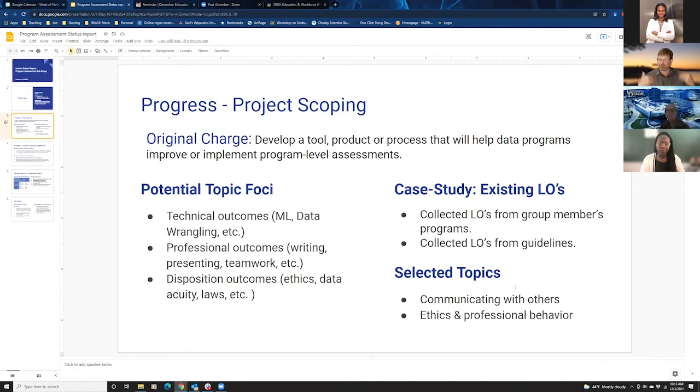From looking at those learning outcomes, we grouped them into things that were similar, and then we picked two topics out of that we thought would make the most sense to focus on, which were communicating with others and ethics and professional behavior. We felt that we could move on from the technical outcomes. Most programs or faculty were going to be far more comfortable assessing technical outcomes, especially if faculty were coming from a very technical field such as computer science, mathematics or statistics. So hopefully providing some support in the other places would make more sense.